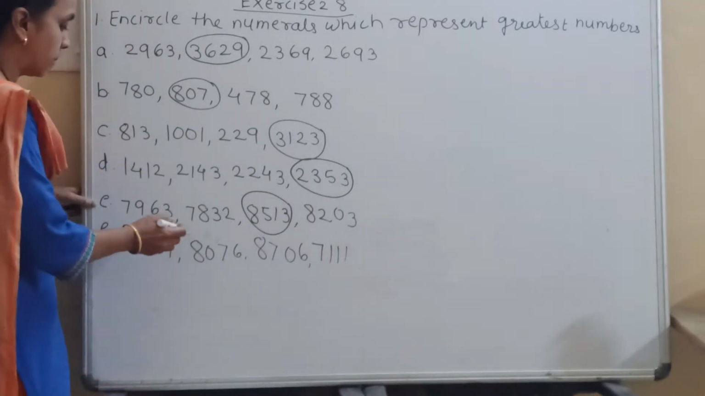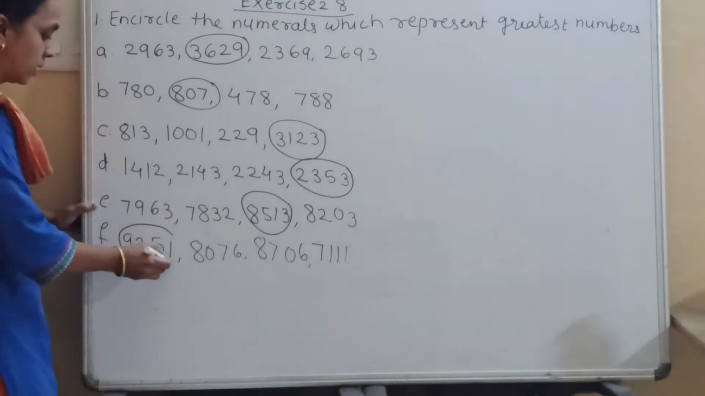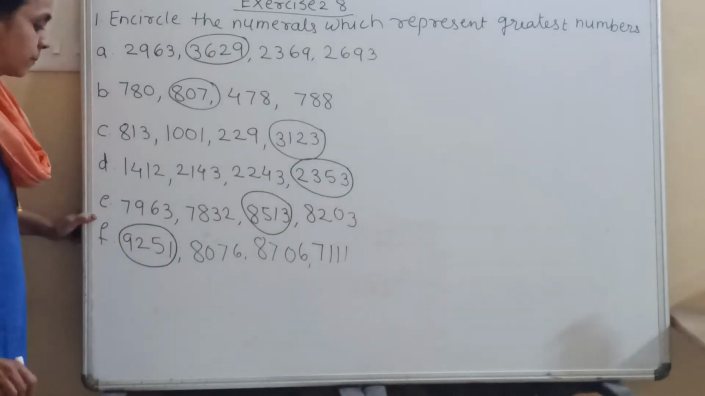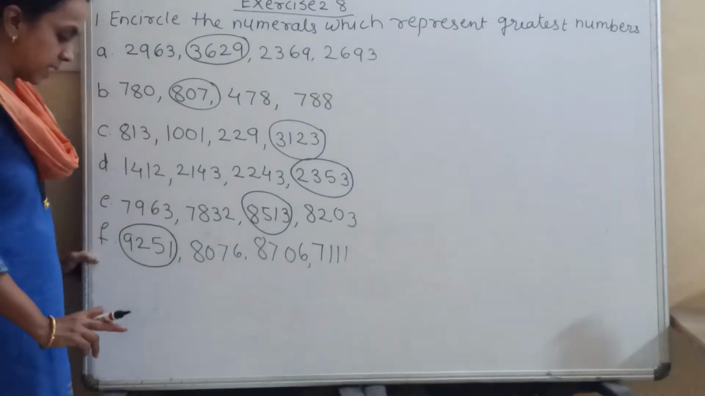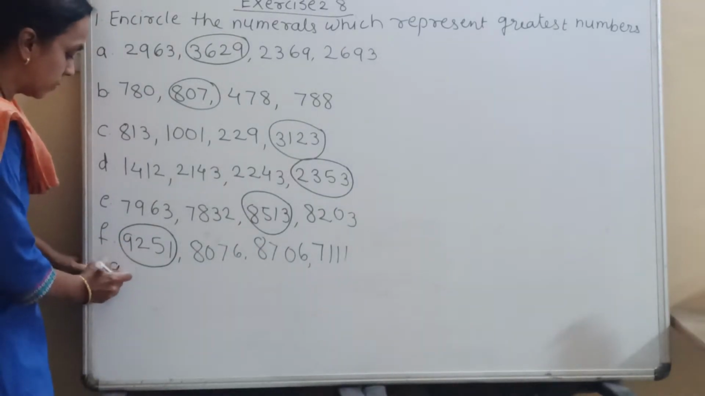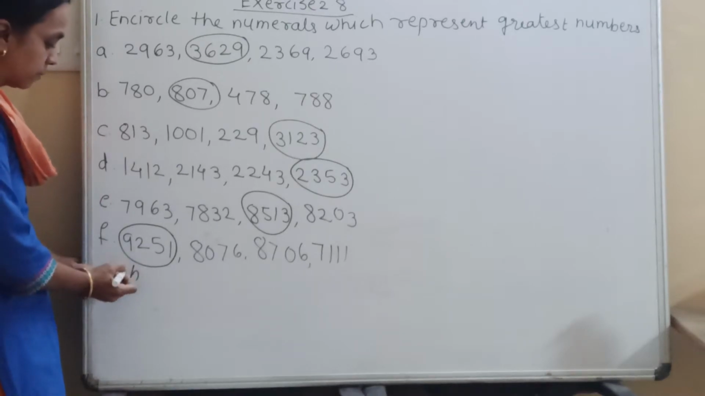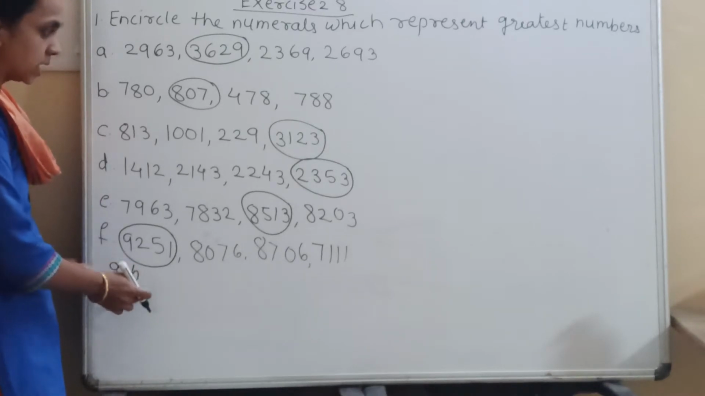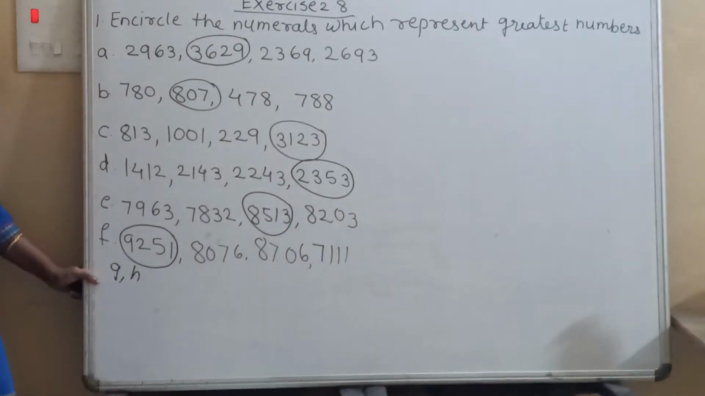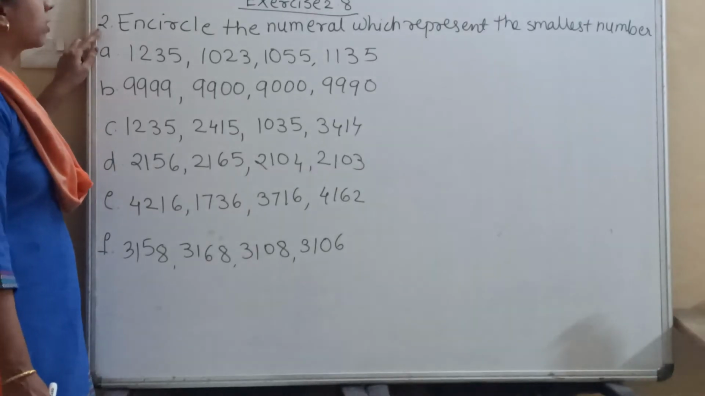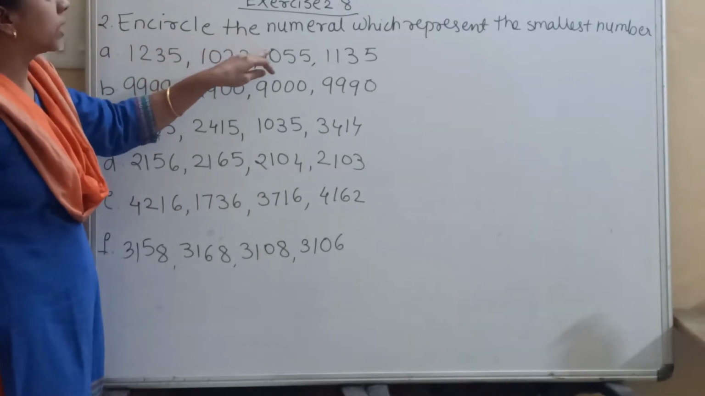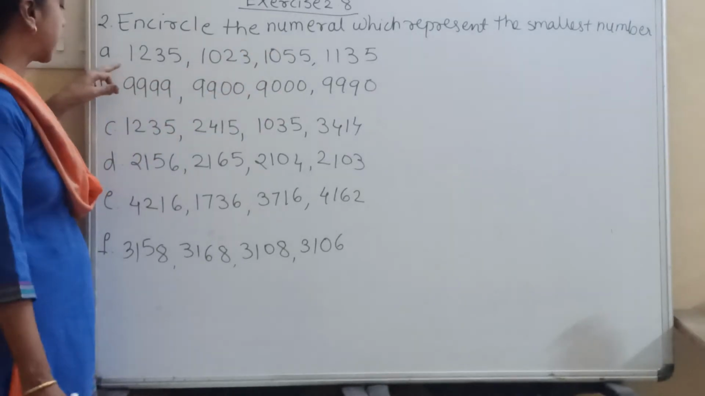9251. This number is bigger. So circle this number. Then G and H, that is for your homework. So you have to complete this G and H in the textbook. Now see second question. Encircle the numeral which represents the smallest number.